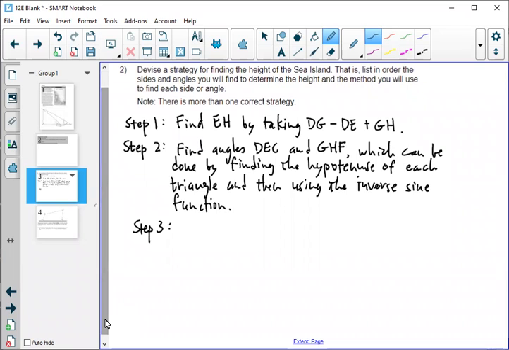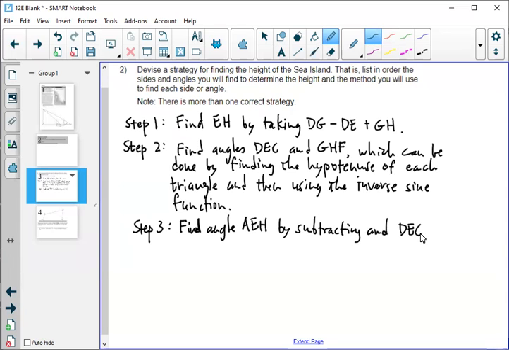Okay, for step 3, we can find the angle AEH by subtracting angle DEC from 180. So we can put, find angle AEH by subtracting angle DEC from 180 degrees.